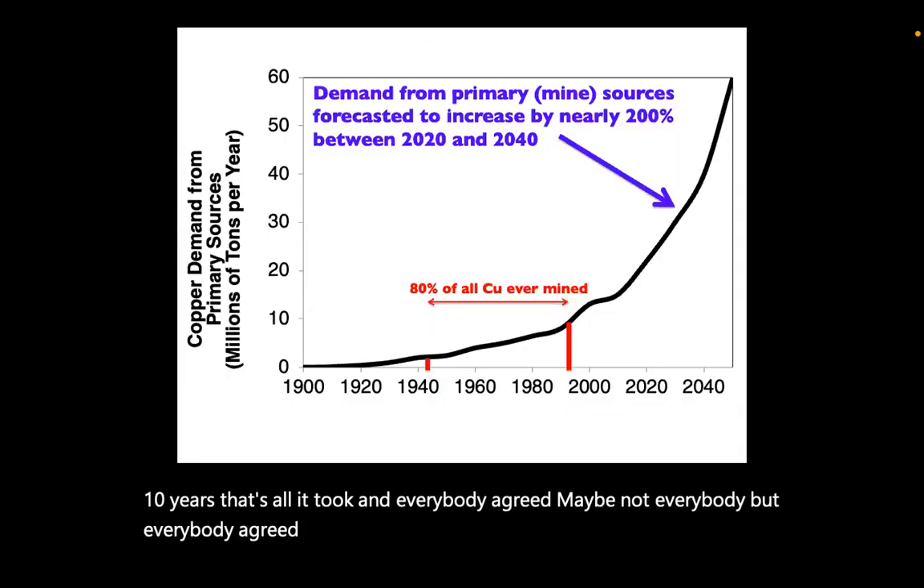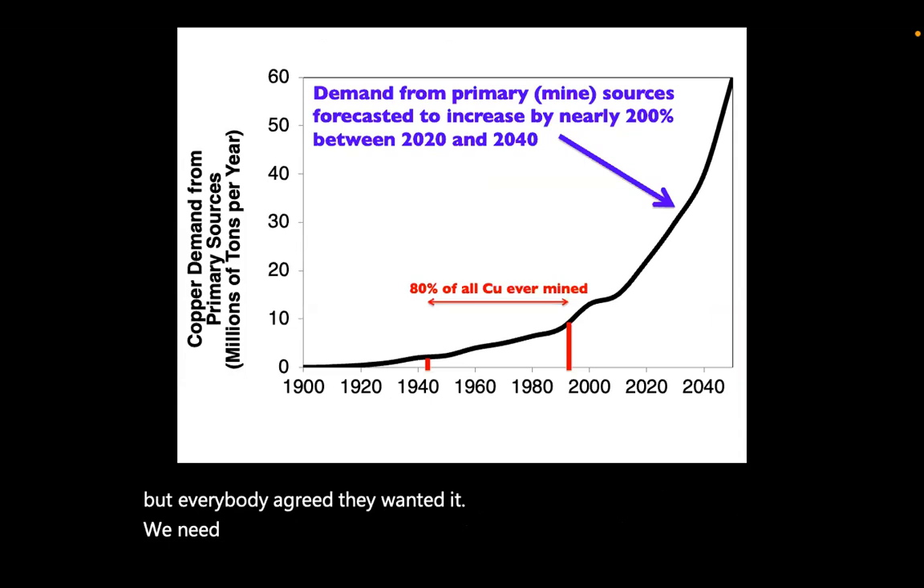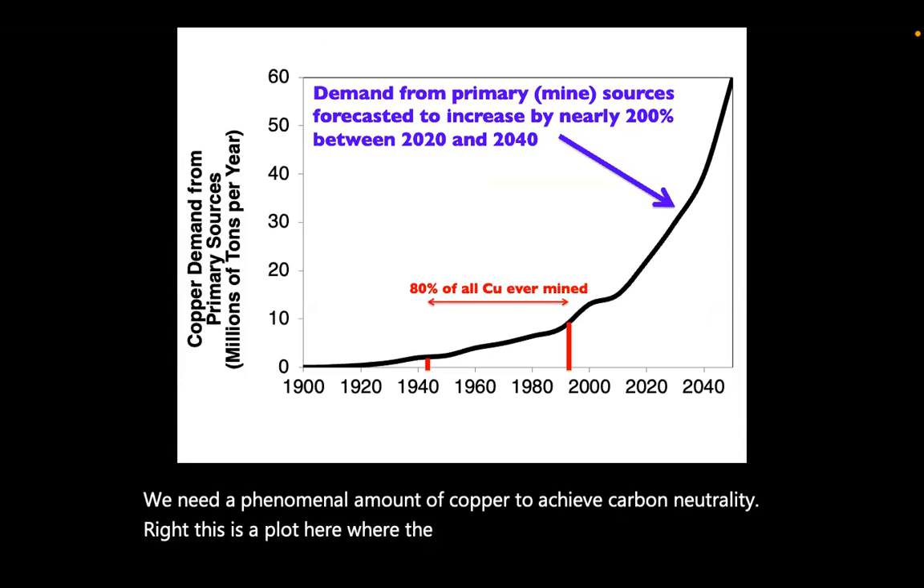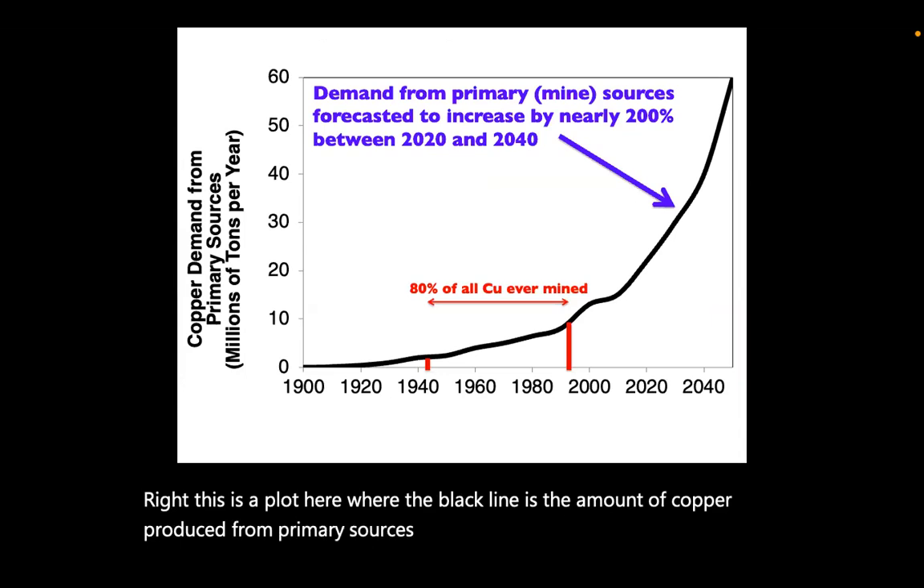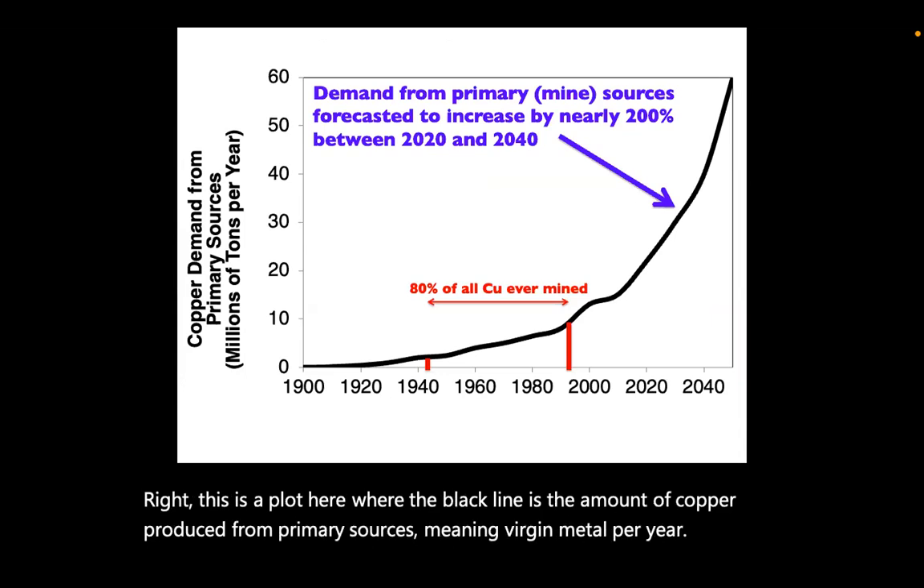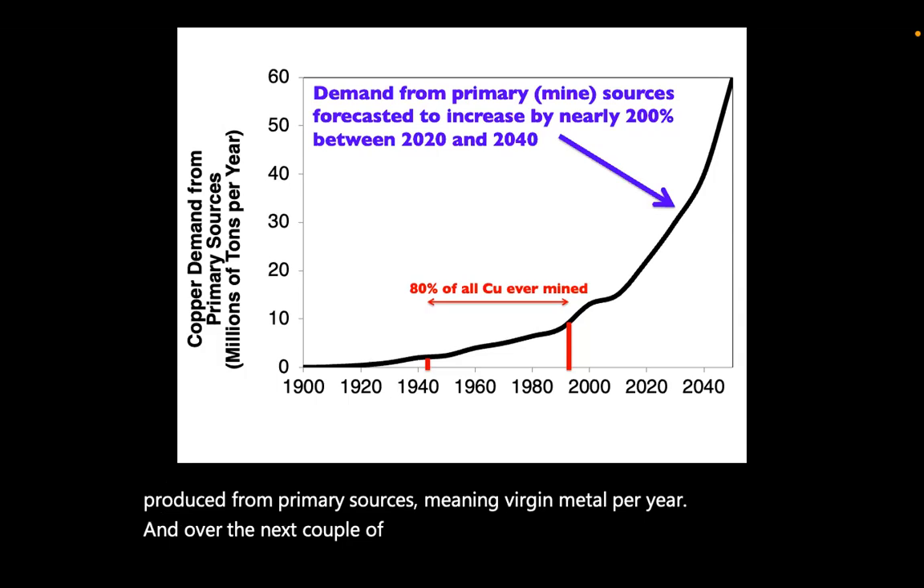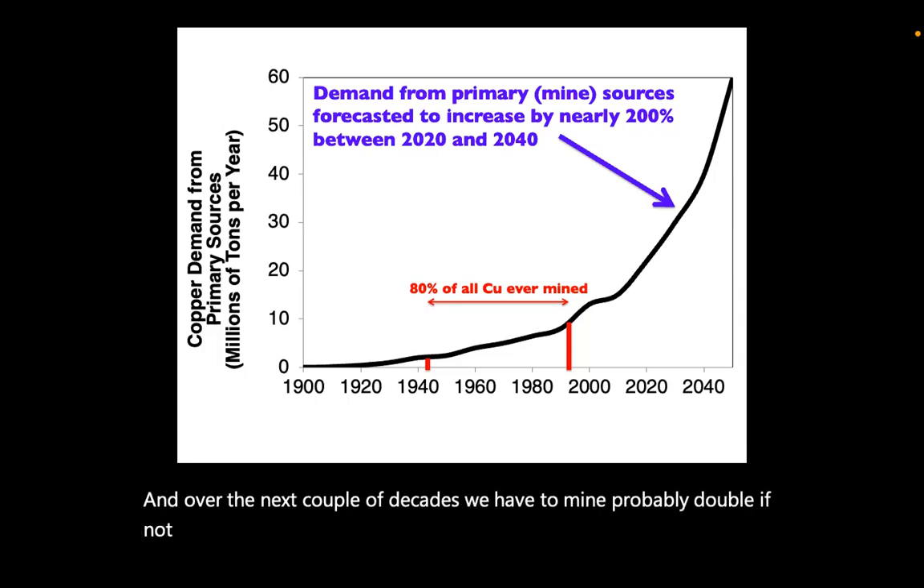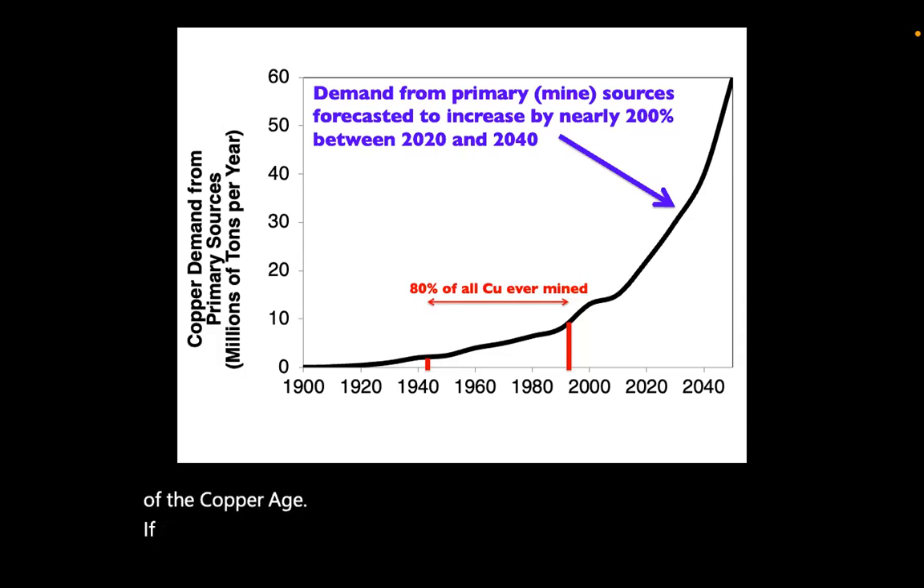They wanted it. We need a phenomenal amount of copper to achieve carbon neutrality, right? This is a plot where the black line is the amount of copper produced from primary sources, meaning virgin metal, per year. Over the next couple of decades, we have to mine probably double, if not three times, the amount of copper that we've mined since the dawn of the copper age. If we don't mine it, we cannot reach carbon neutrality. You just can't do it.